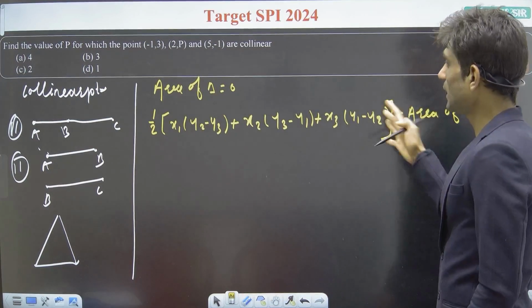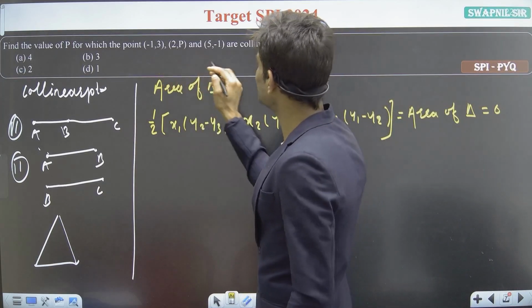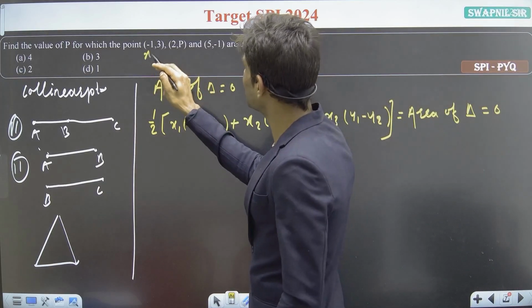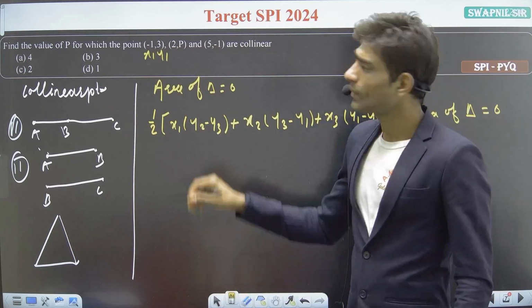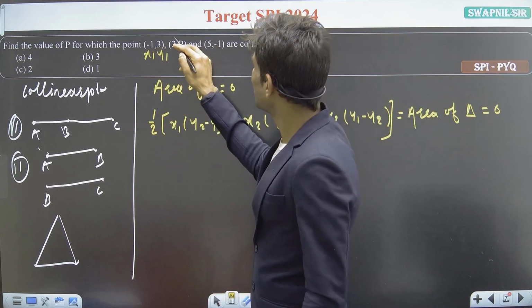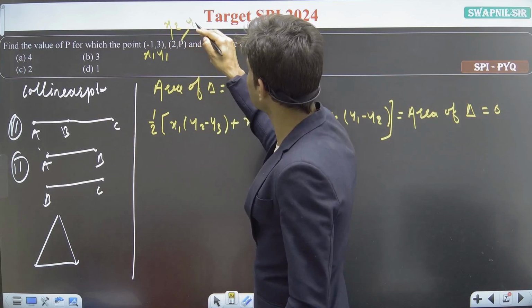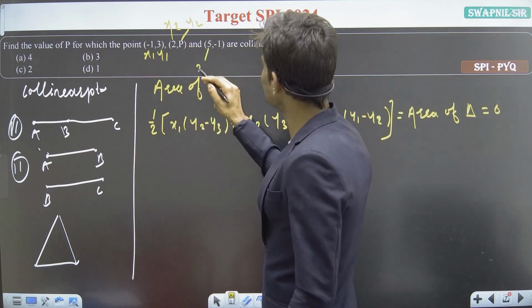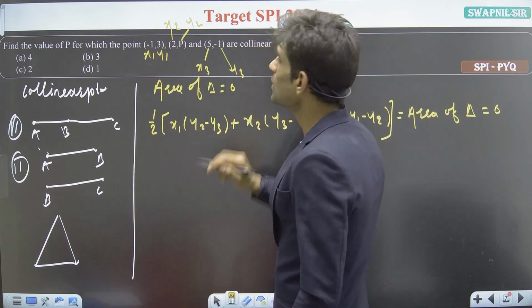Now see, we have here the points (-1, 3). This one is x1, this one is y1. So -1 is x1, y1 is equal to 3, x2 is equal to 2, and y2 is equal to P, x3 is equal to 5, and y3 is equal to -1.